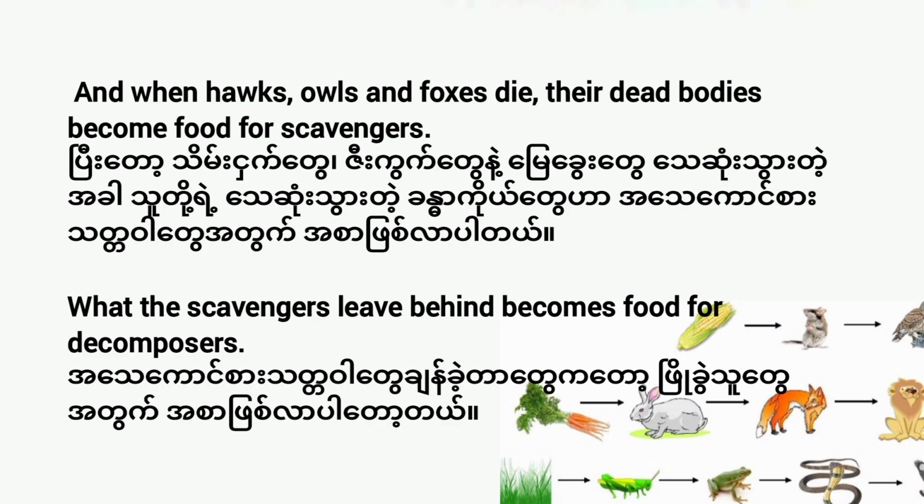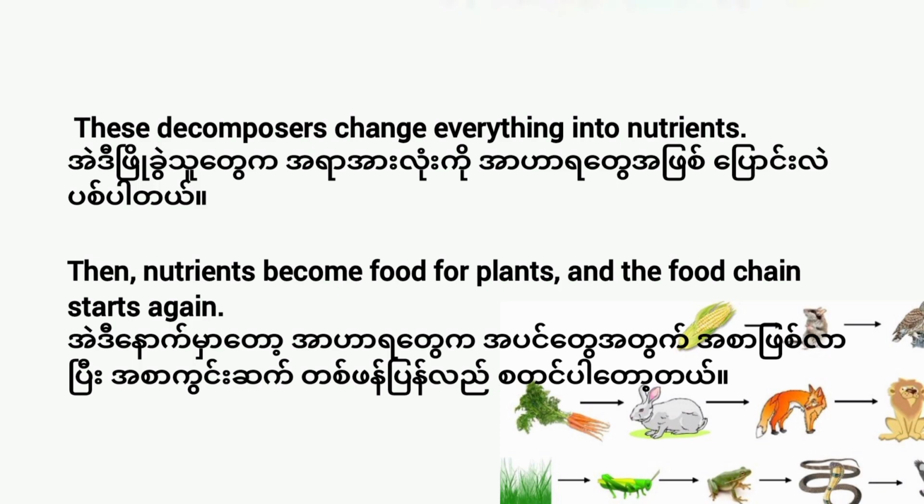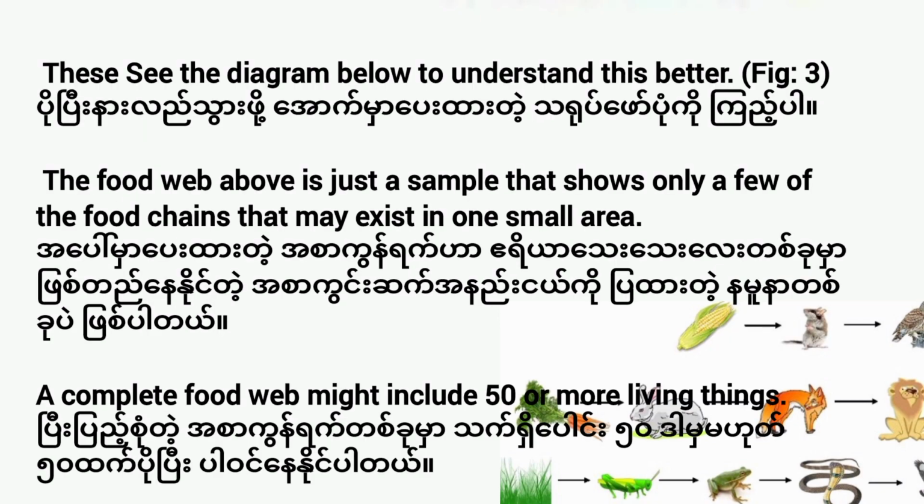What the scavengers leave behind becomes food for decomposers. These decomposers change everything into nutrients. Then, nutrients become food for plants, and the food chain starts again. See the diagram below to understand this better. The food web above is just a sample that shows only a few of the food chains that may exist in one small area. A complete food web might include 50 or more living things.